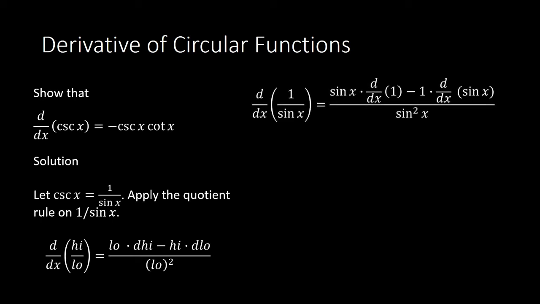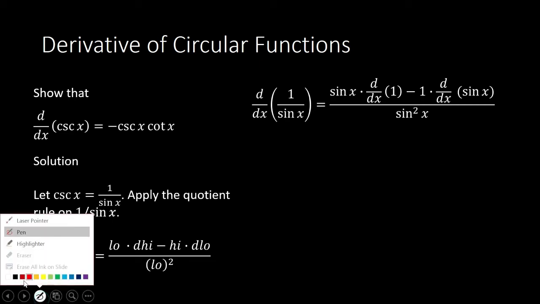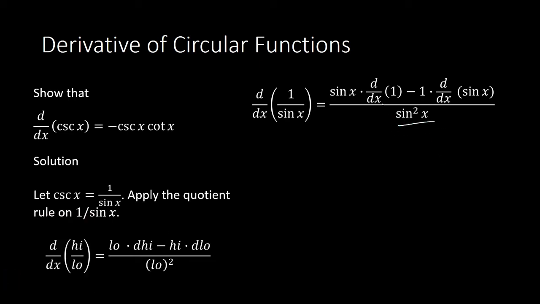And so the derivative of 1 over sine of x is equal to, our denominator is the square of sine, and then low d-high minus high d-low. This is your high, 1 d-low. The derivative of 1 with respect to x is just 0, and so sine of x times 0 is just 0. The derivative of sine of x with respect to x is cosine of x. And so it is equal to negative cosine of x divided by the square of sine of x.